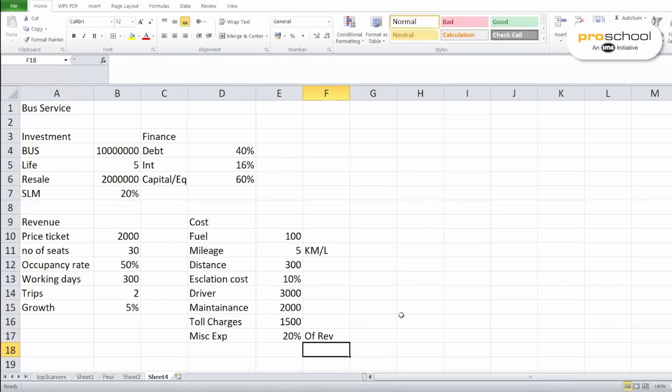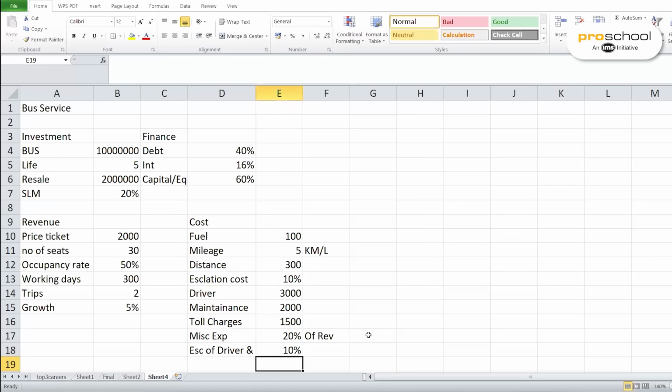Okay. Now, will these all these costs be constant? Of course not. So let me take the escalation cost of driver and maintenance to escalate at the rate of say 10% every year, right? Toll charges government do not change very frequently, so I'm not escalating that. And miscellaneous is based on revenue, so it will automatically escalate as my revenue increase. Now what do you mean by escalation? It's almost like inflation, how much it will increase every year that will take.